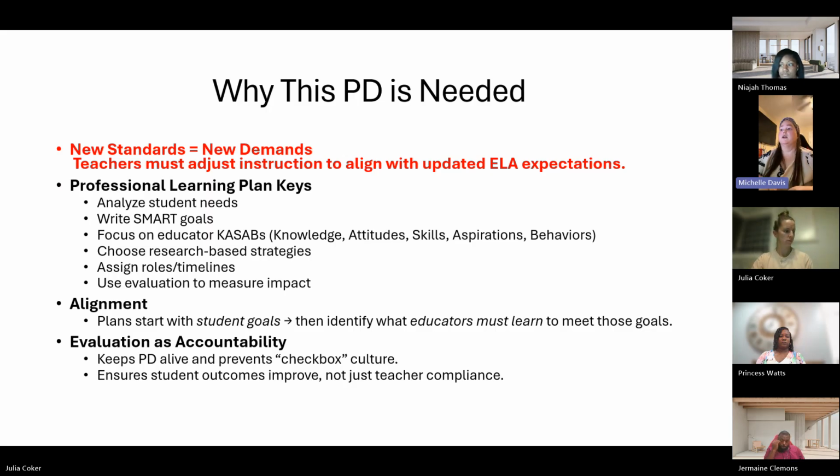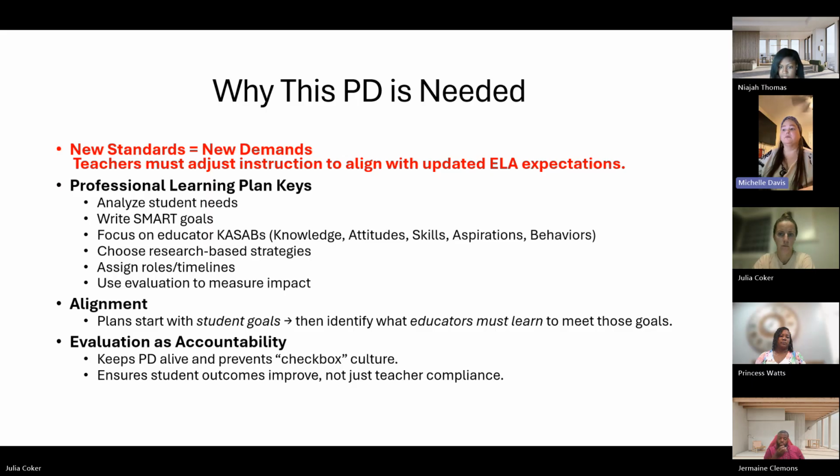We're also going to focus on educator KSABs, which is knowledge, attitude, skills, aspirations, and behaviors, as well as choosing research-based strategies. We'll also align roles and give timelines for when these roles are supposed to be implemented and expected. And we'll also use evaluation to measure our impact. You have to be able to evaluate where you're at, where you want to go, and what the overall outcome is to figure out how much growth you've had and where you need to go.